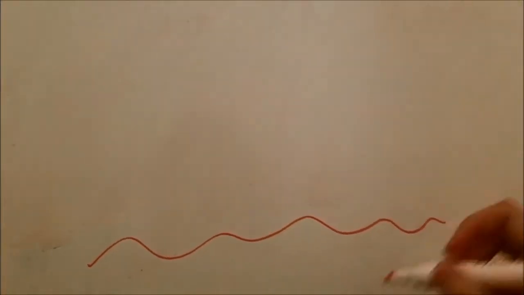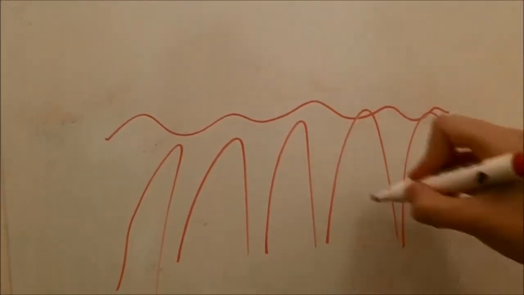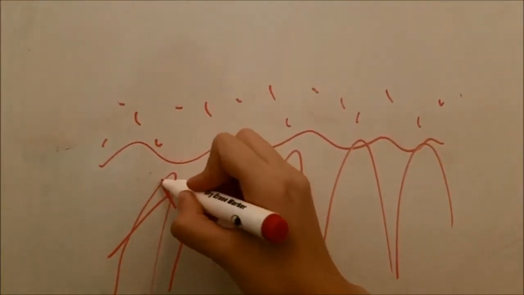When swash happens over and over again, this causes longshore drift. This moves material in a zigzag up the beach.